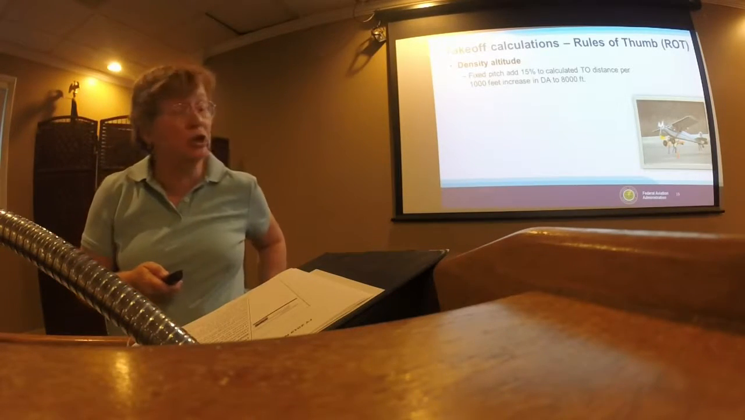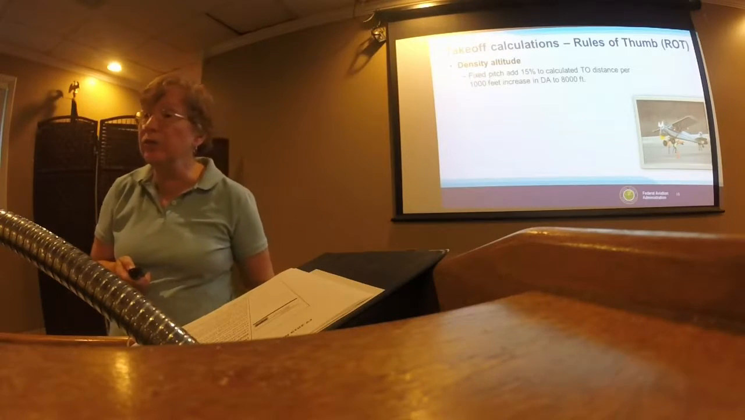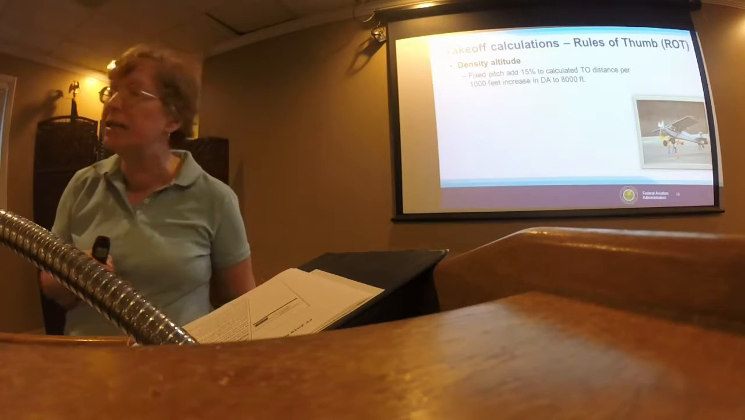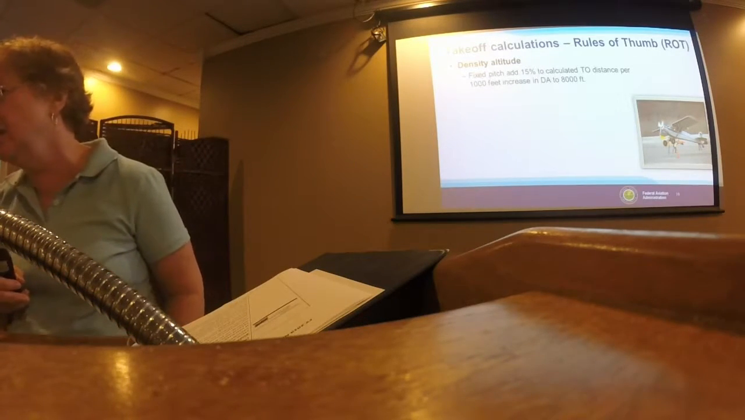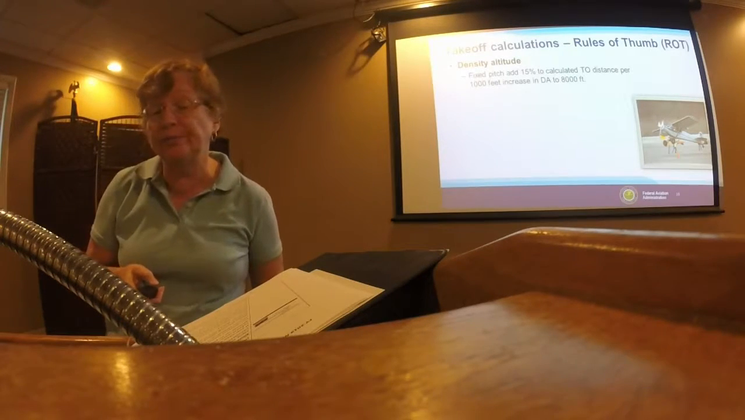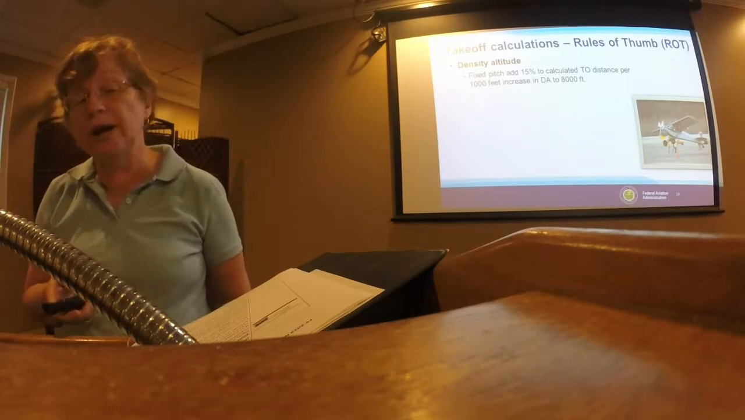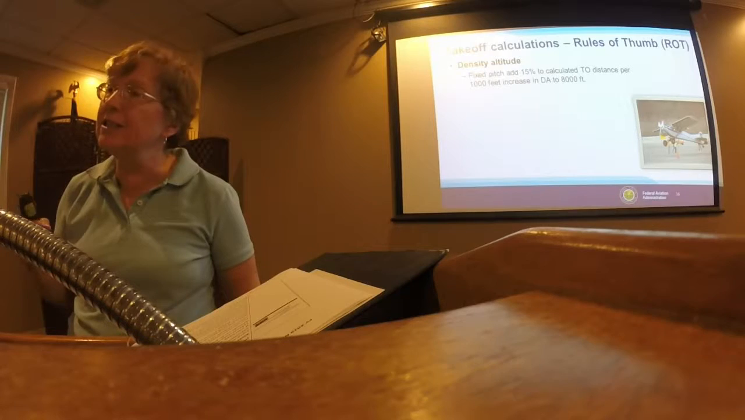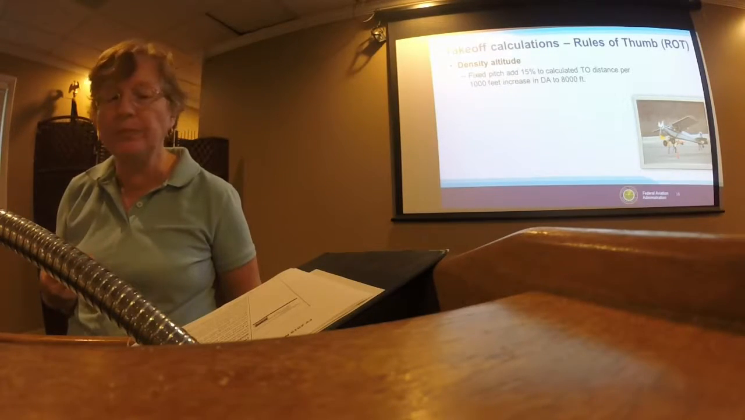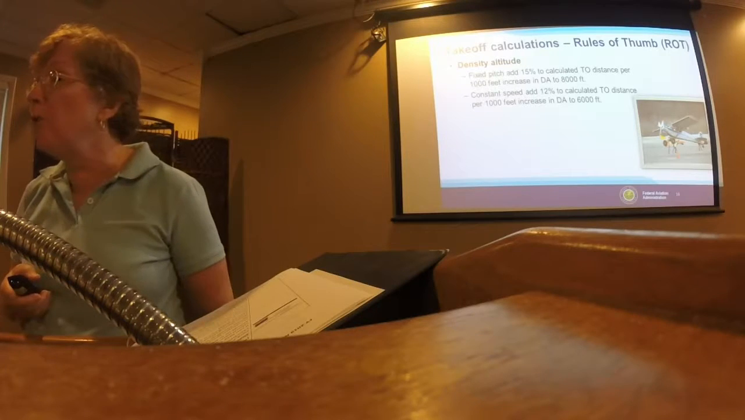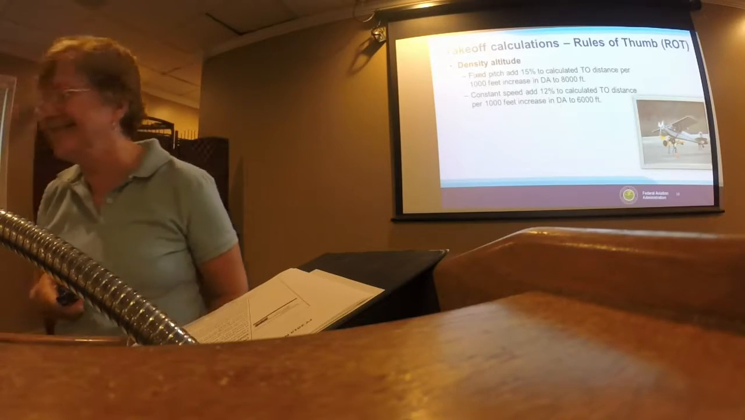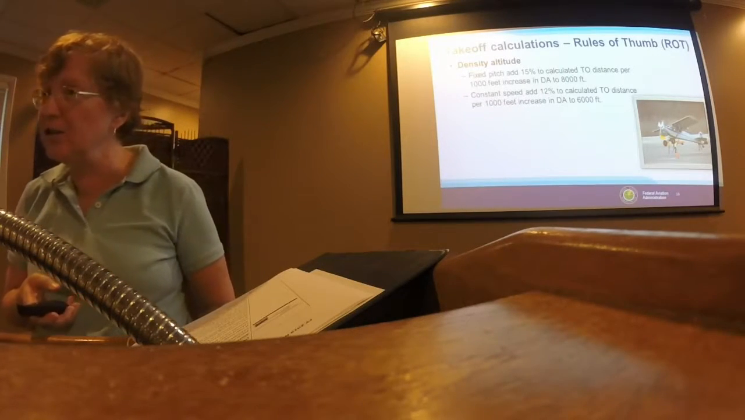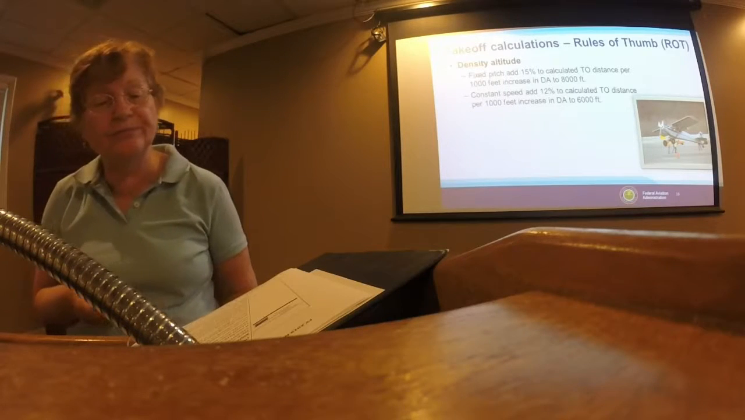For takeoff calculations, if you're using a fixed pitch prop, and especially if you have an older airplane that doesn't seem to take density altitude into account, there are plenty of them out there, you would add 15% to your calculated takeoff distance for each 1,000 feet the density altitude increases. For a constant speed prop, you only get to add 12% per 1,000 feet of increase in density altitude, and this is only good up to 6,000 feet.